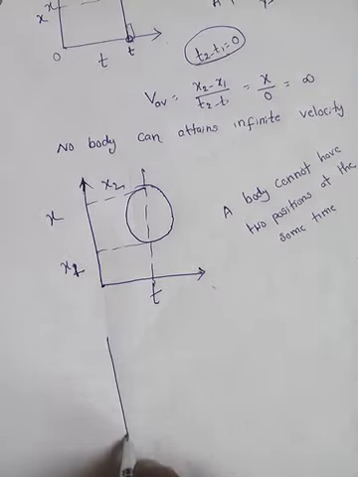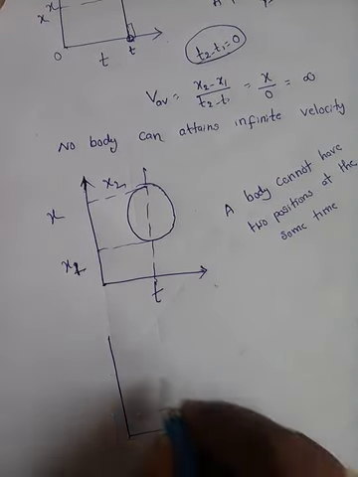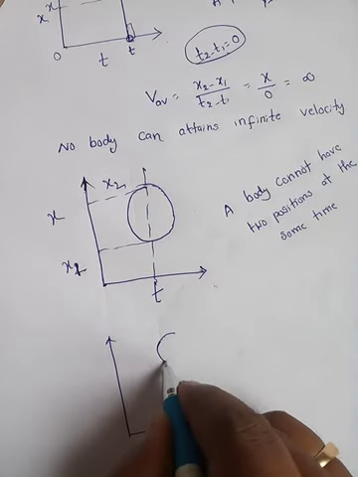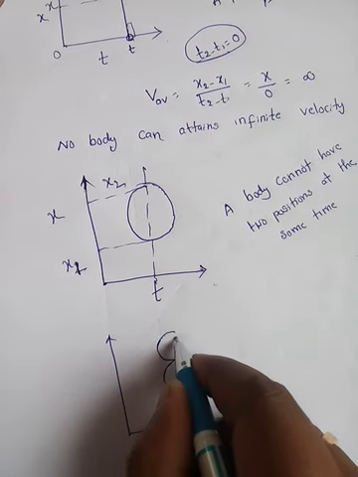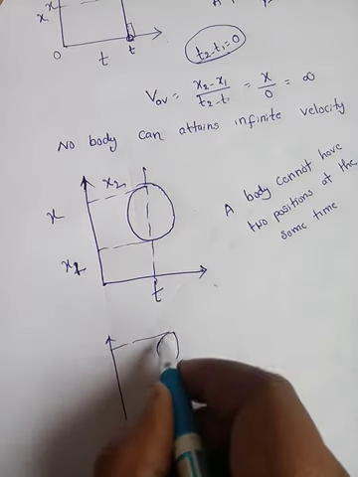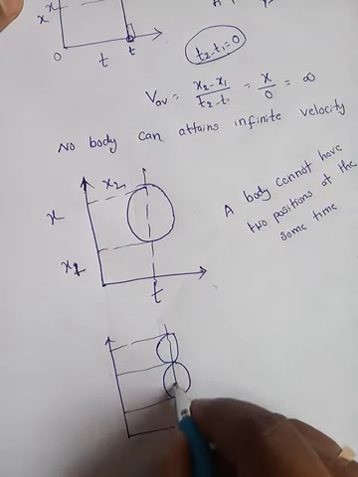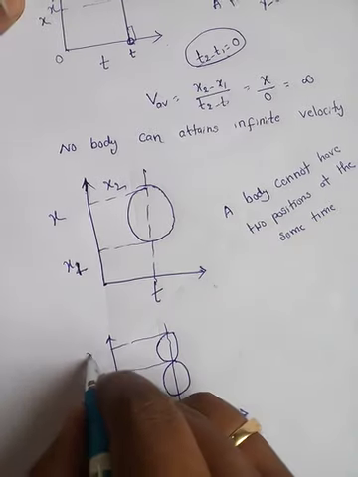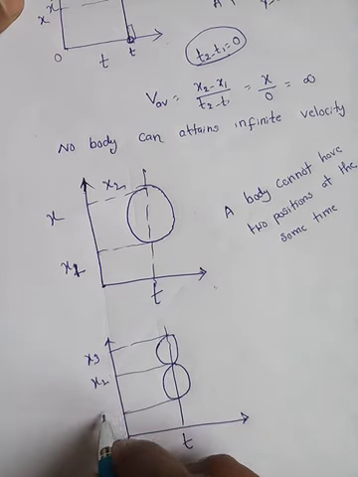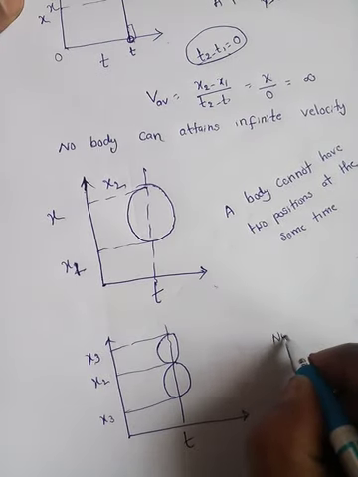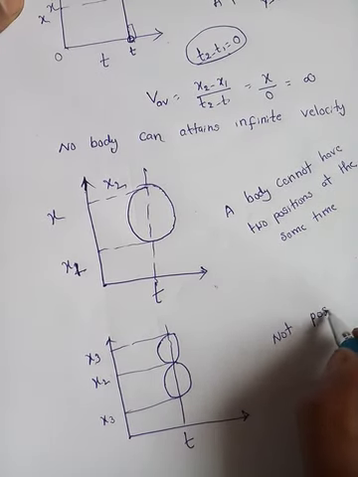Next, the last graph of position-time graphs. This is also not possible, right? Why? Two positions are not possible. Are we able to be at three positions? Not at all. So this is also not possible.